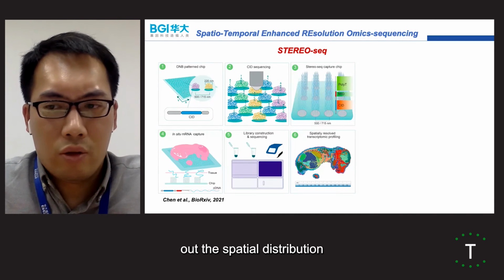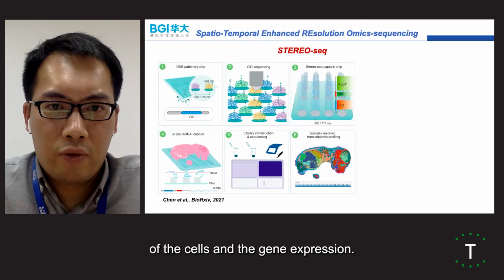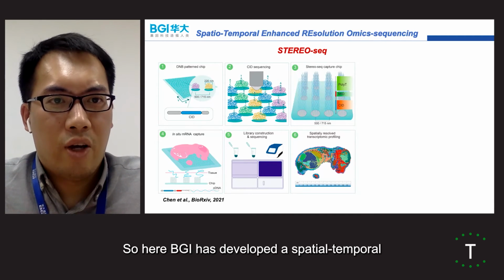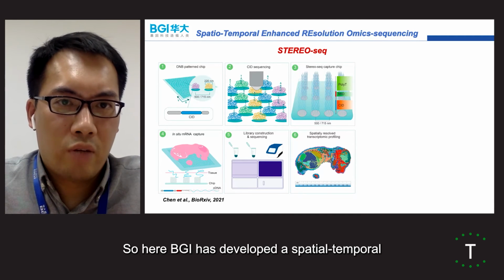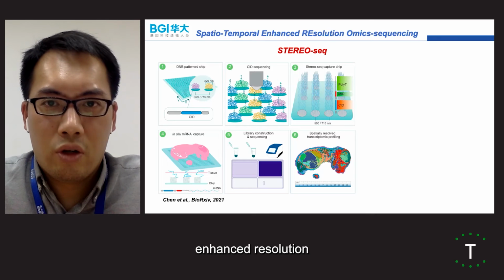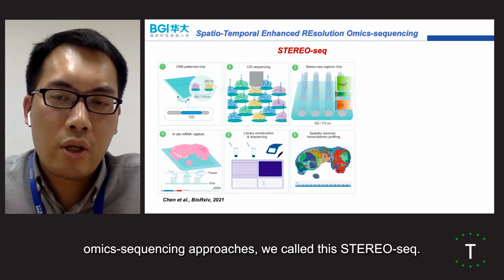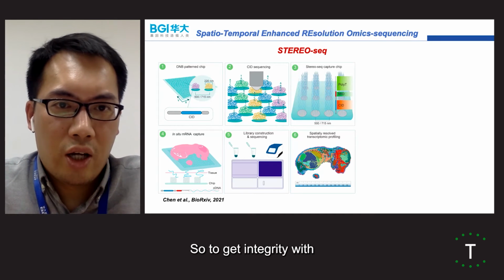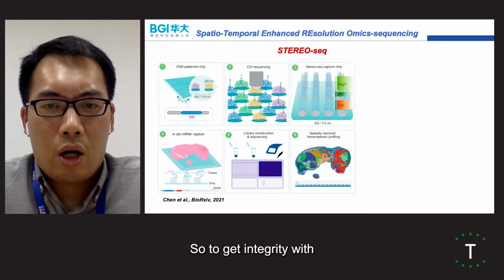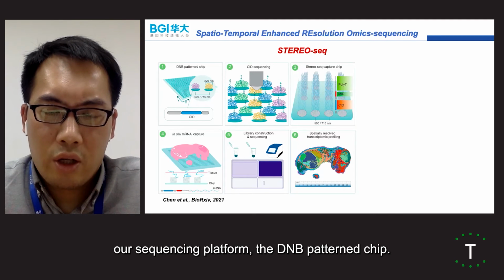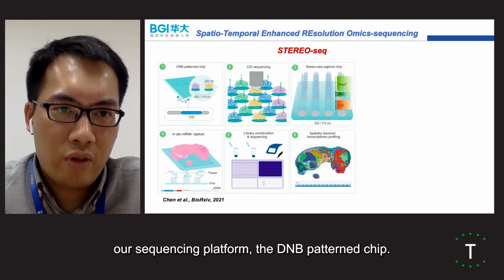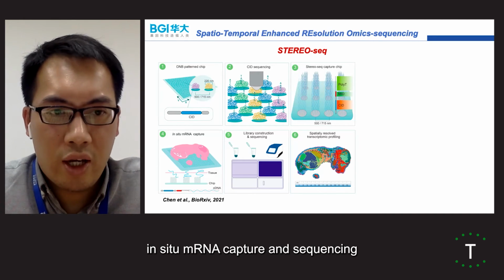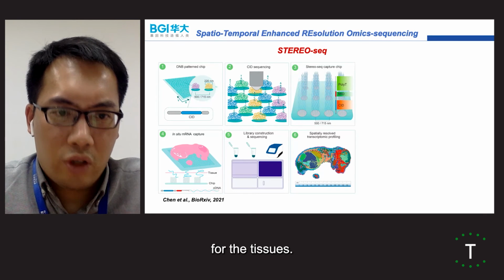But as I just mentioned, we need higher resolution technology to figure out the spatial distribution of the cells or the gene expression. So here, BGI has developed a spatial and temporal enhanced resolution omics sequencing approach, which we call Stereo-seq. It is integrated with our sequencing platform and the DNB pattern chip, so we can do in situ mRNA capture and sequencing for tissues.